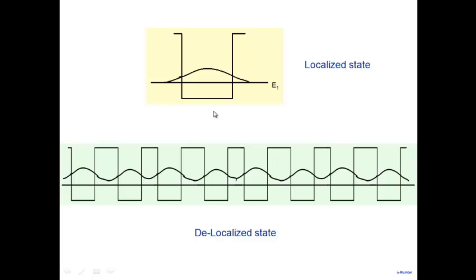So the electron is no longer confined to a particular well. The electron can now move from one well to the next and so on and so forth here. Okay. And you can see here the wave function is like a propagating wave function as compared to a decaying wave function here. So the electron is localized here.